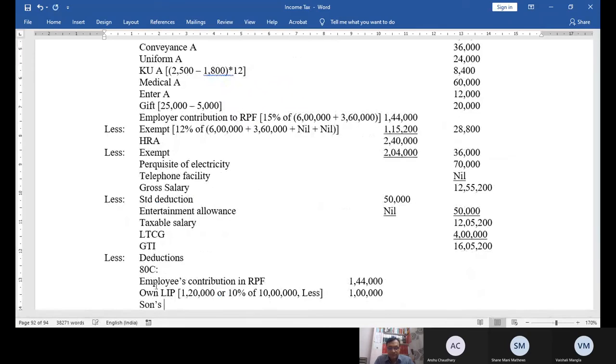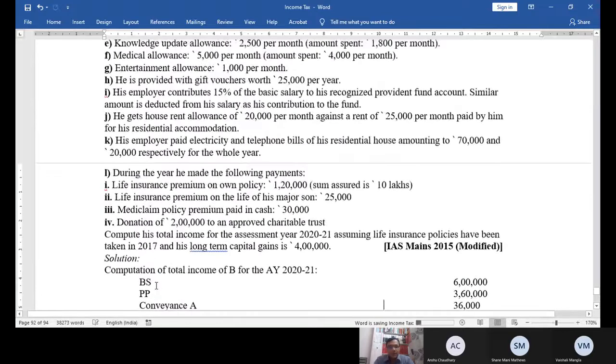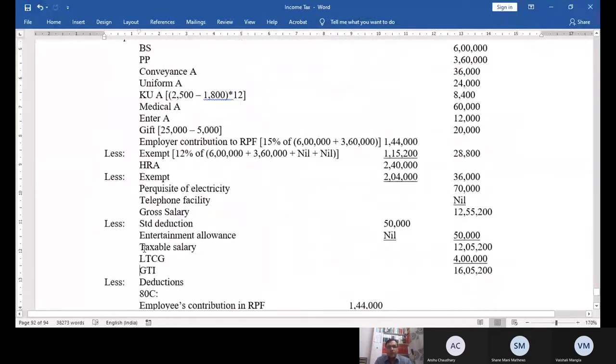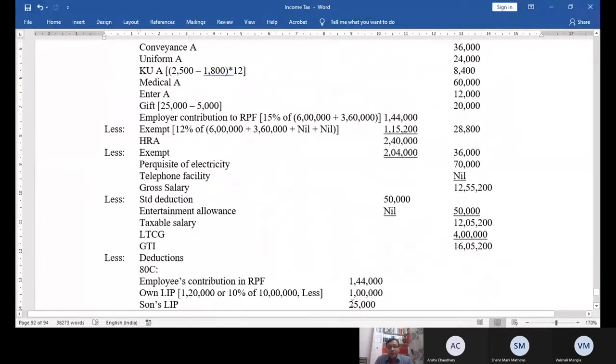Son's policy, 25,000. Mediclaim paid in cash is disallowed. Then only 80G is left now. Now the total is more than 1,50,000. I know that deduction under section 80C cannot exceed 1,50,000.